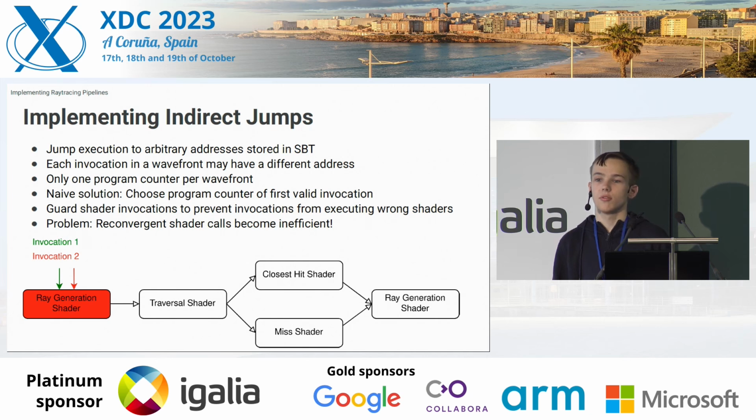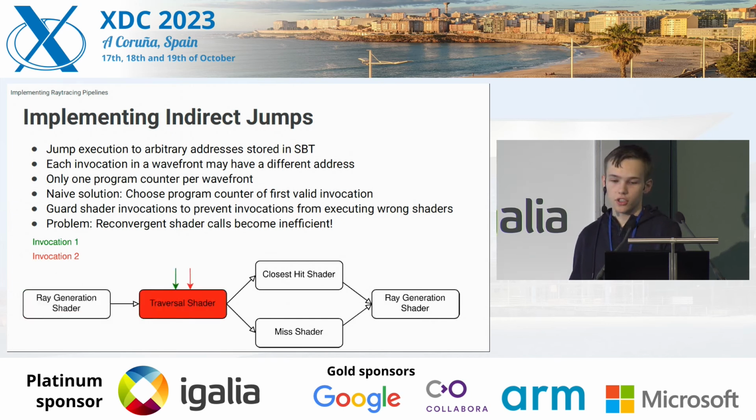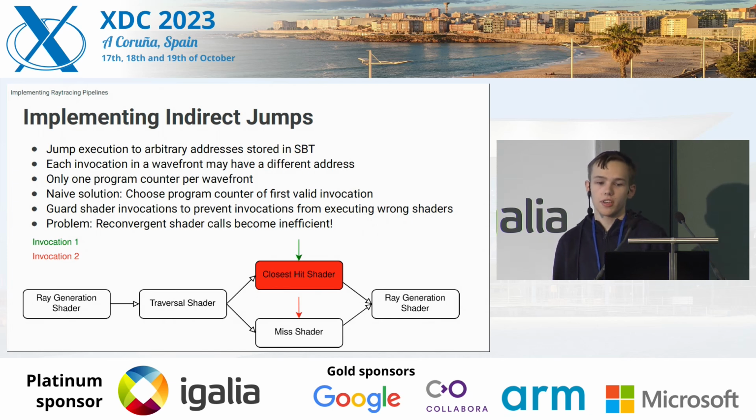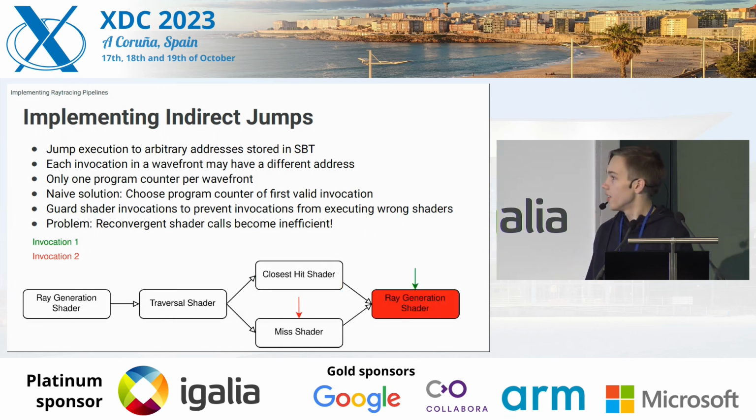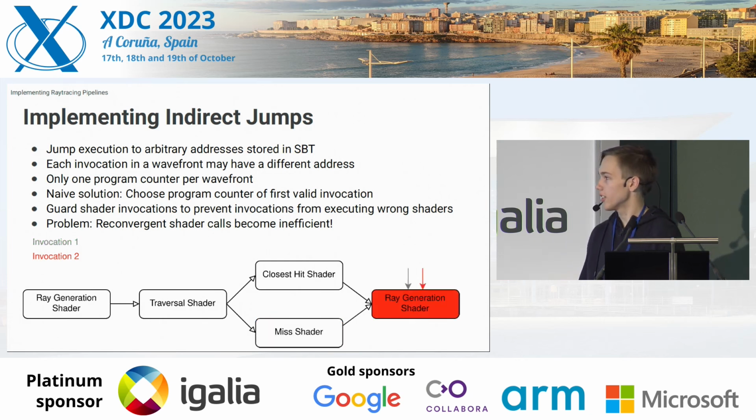So if you just do the most naive approach of reading the first valid shader pointer, you'll have an execution of something like this, where you start at the ray generation shader, of course, jump to the traversal shader, and then diverge at the closest hit and miss shaders. But when you actually execute the next step, then the second invocation will still be stuck at the miss shader, but since the first invocation wants to go to the ray generation shader now, we will first jump to the ray generation shader, where the first invocation will become invalid. Then we'll jump to the miss shader, and after that we will execute the same ray generation shader again with the second invocation active only.